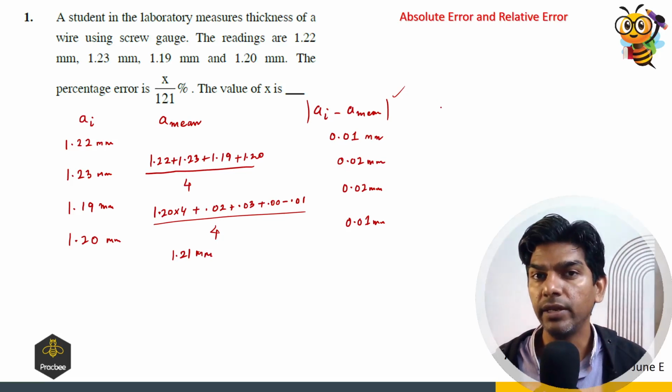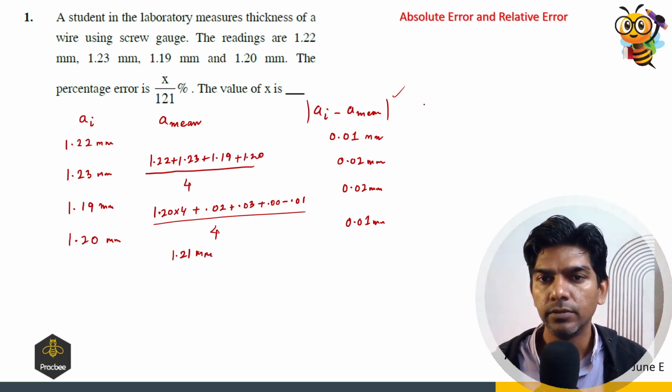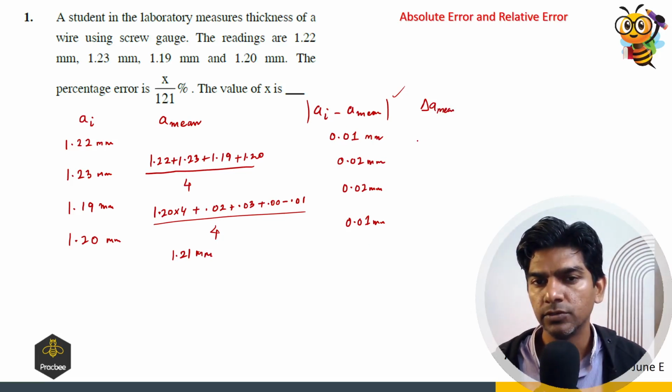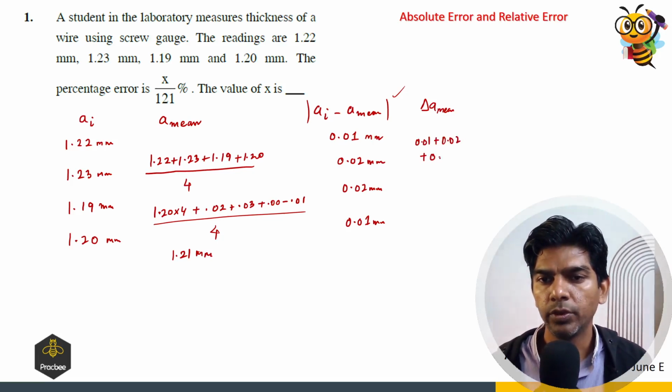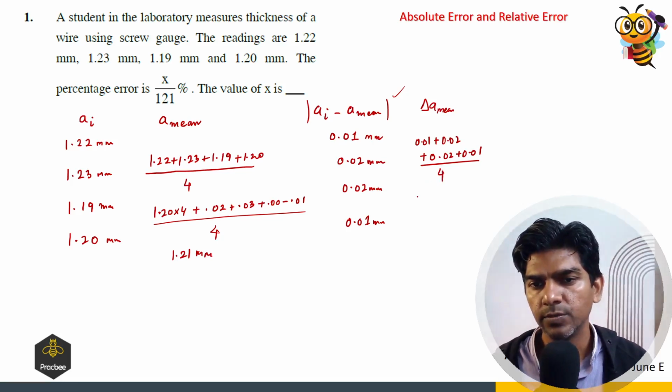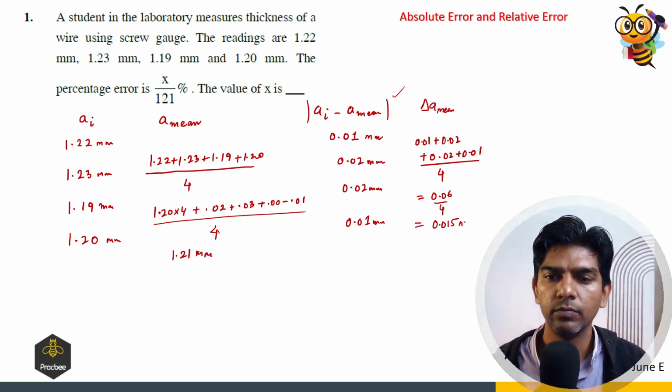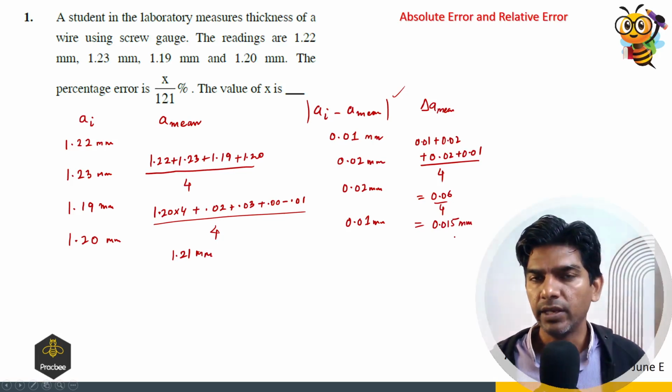Now let us find the mean absolute error. Let me call this delta A mean. It will be the mean of these absolute errors. So 0.01 plus 0.02 plus 0.02 plus 0.01 divided by 4, because there are 4 observations. So it comes out to be 2 plus 2, 4, 6. So 0.06 divided by 4, which will be 0.015 millimeter. So we got the mean absolute error.